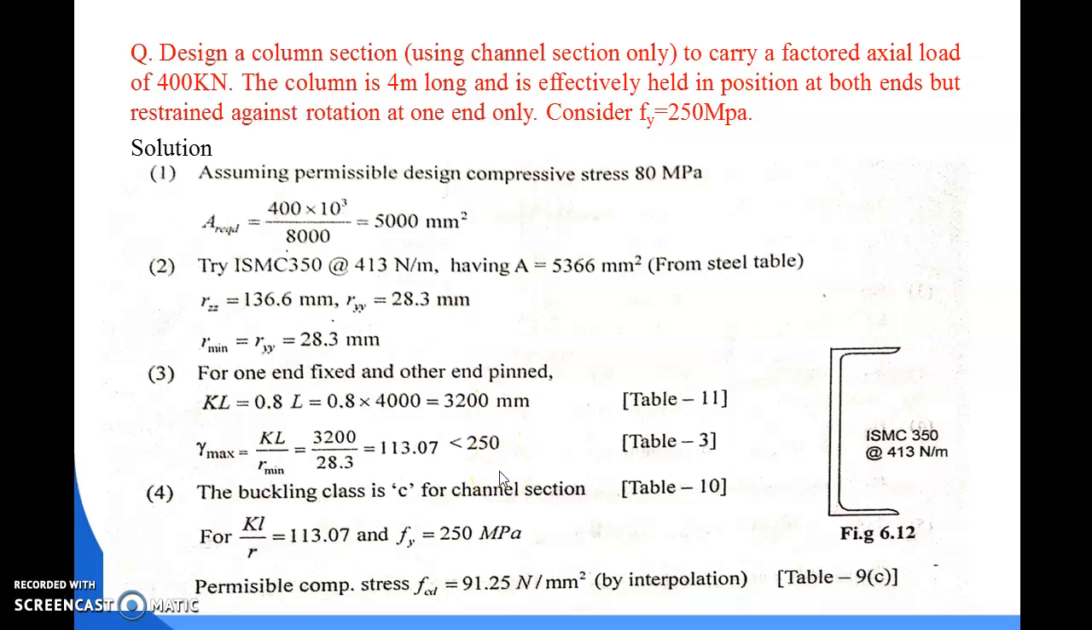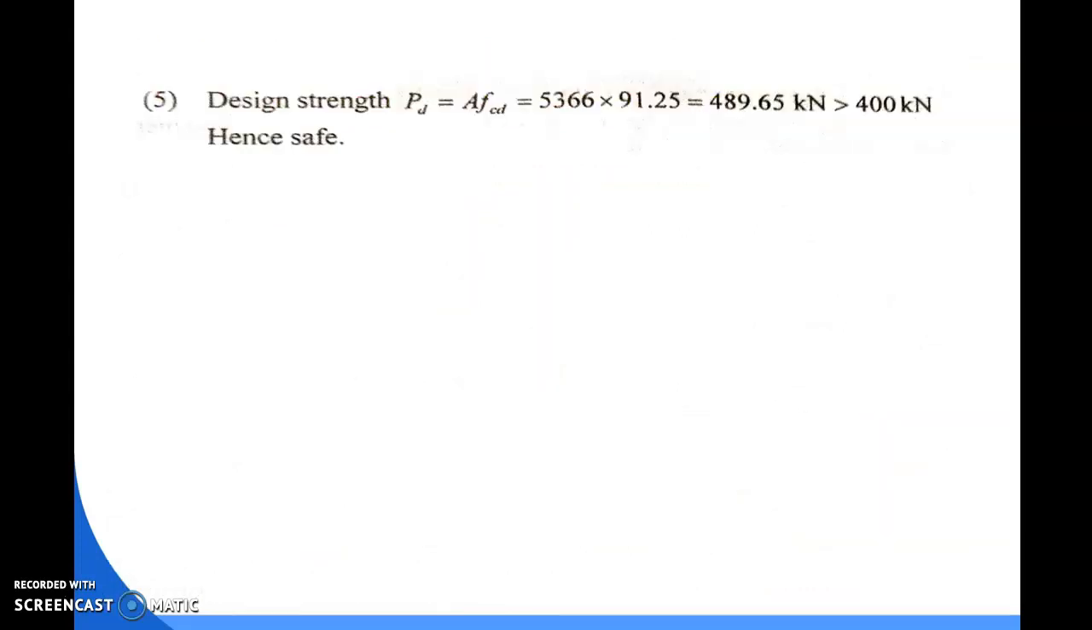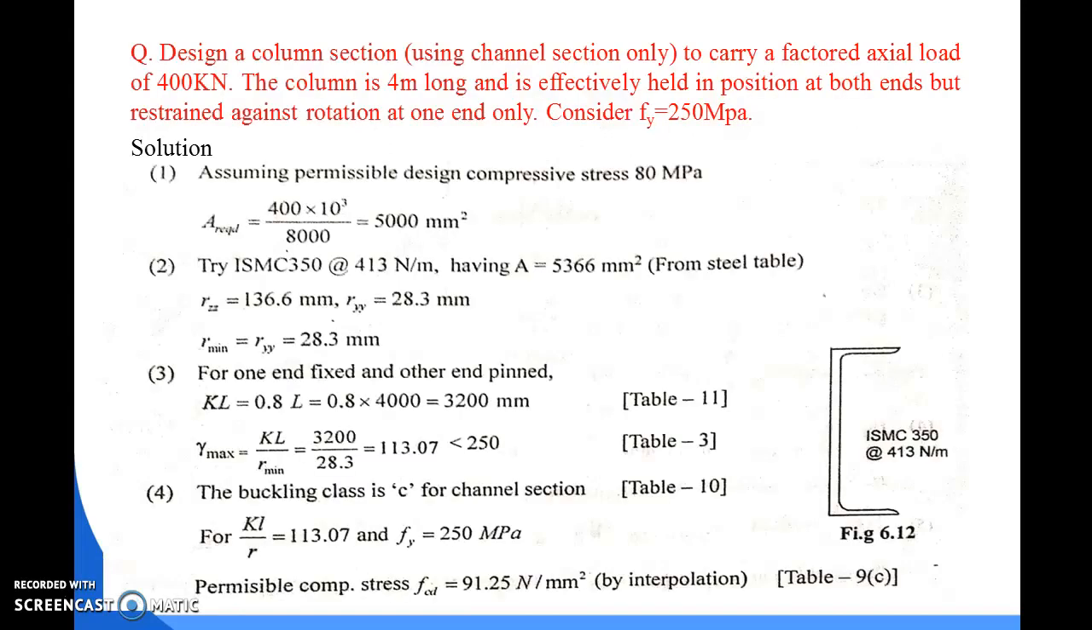So in this way, we can calculate the compression member and find out the compressive stress as well as the compressive strength of the section.